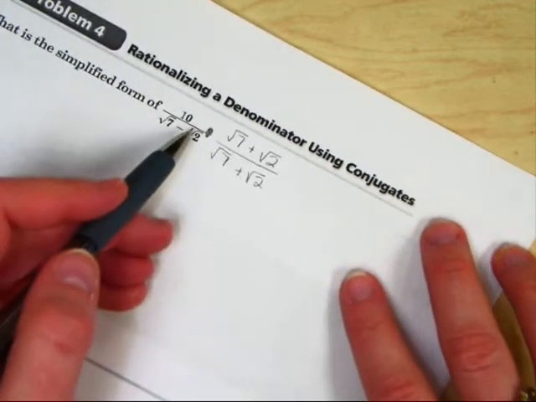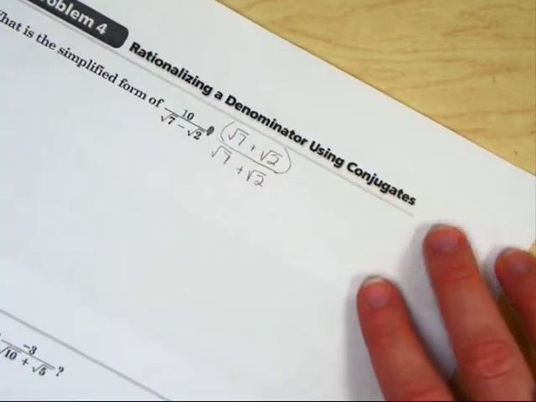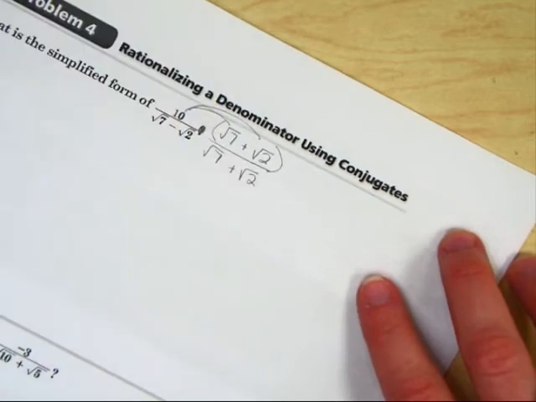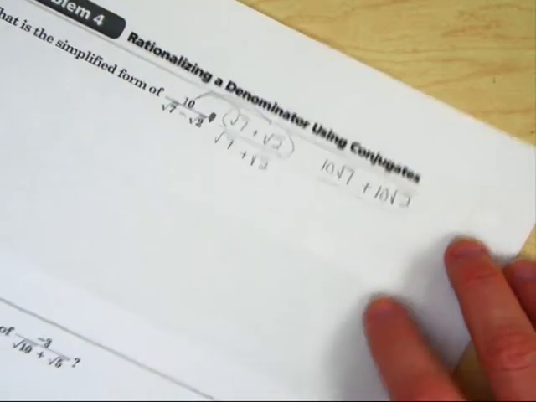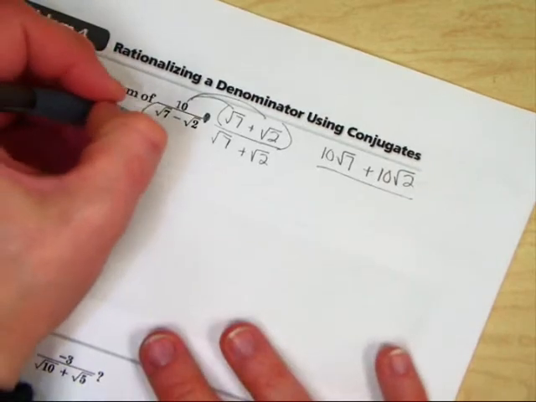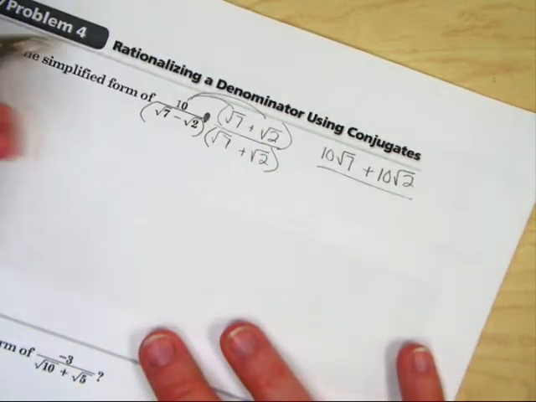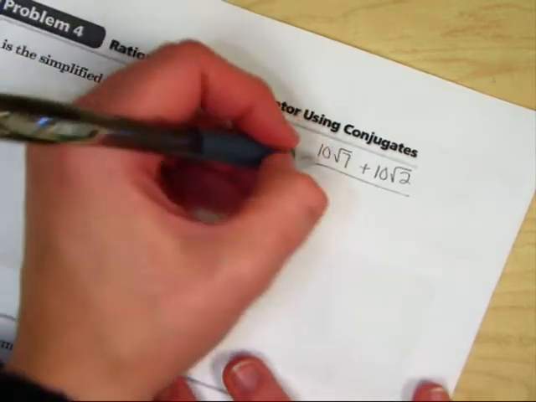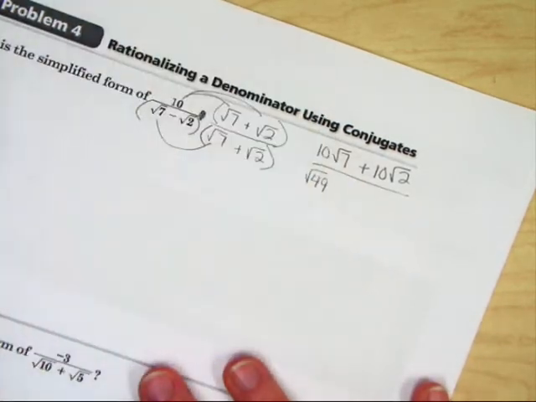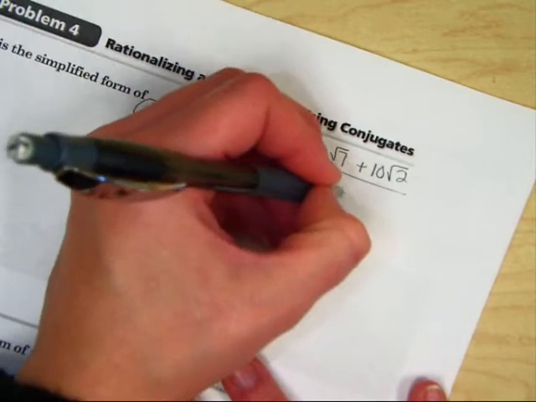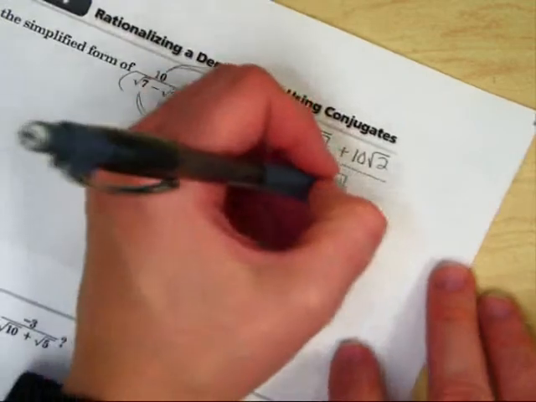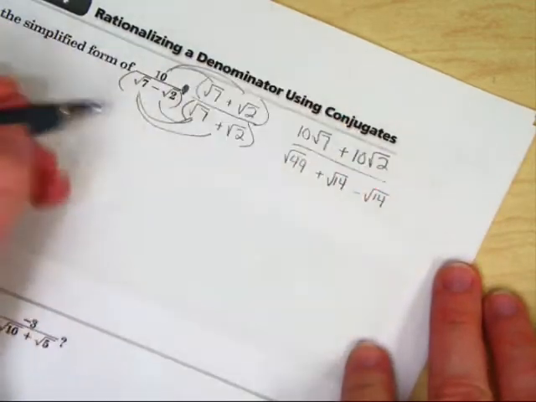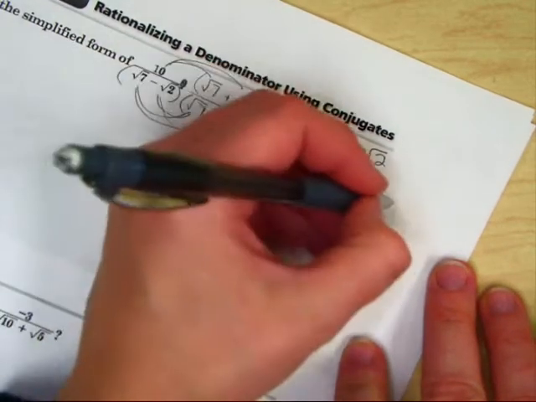Now, let's do the top. All I see on the top is that I'm going to have to distribute my 10 in. So I get 10 square roots of 7 plus 10 square roots of 2 on the top. Now on the bottom, we're going to have to multiply our binomials together. I'm going to do a double set of parentheses. Square root of 7 times the square root of 7 is the square root of 49. Square root of 7 times the square root of 2 is plus square roots of 14. Negative square root of 2 times square root of 7 is negative square roots of 14. Negative 2 times positive 2 is minus square roots of 4.